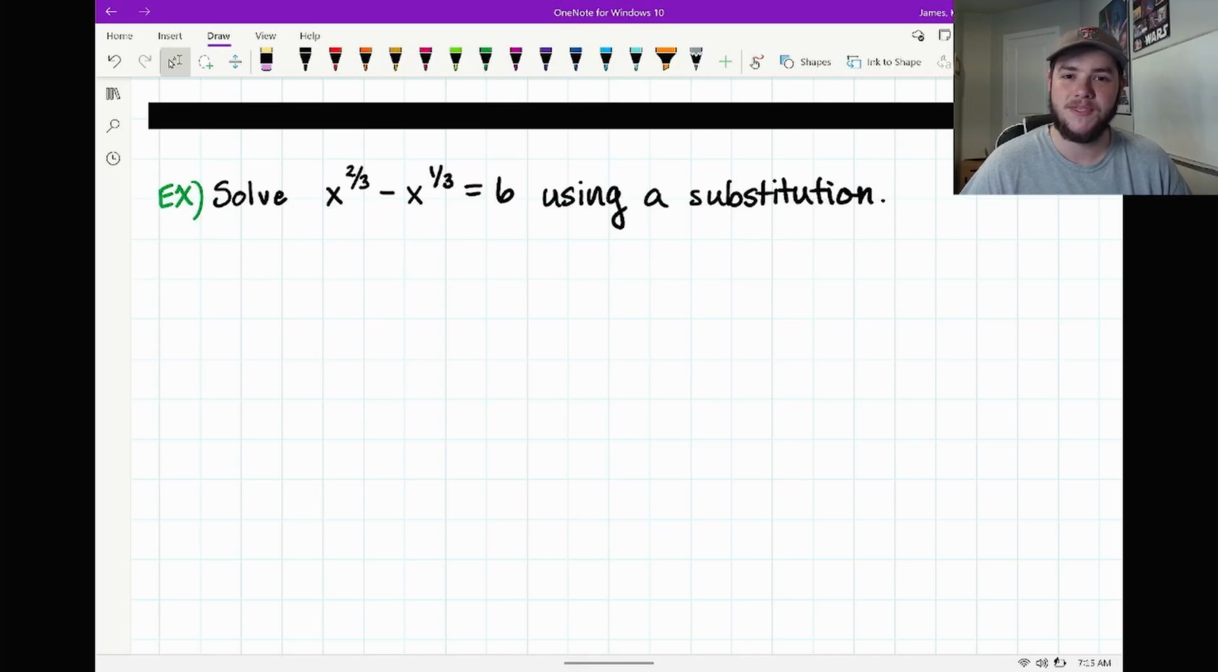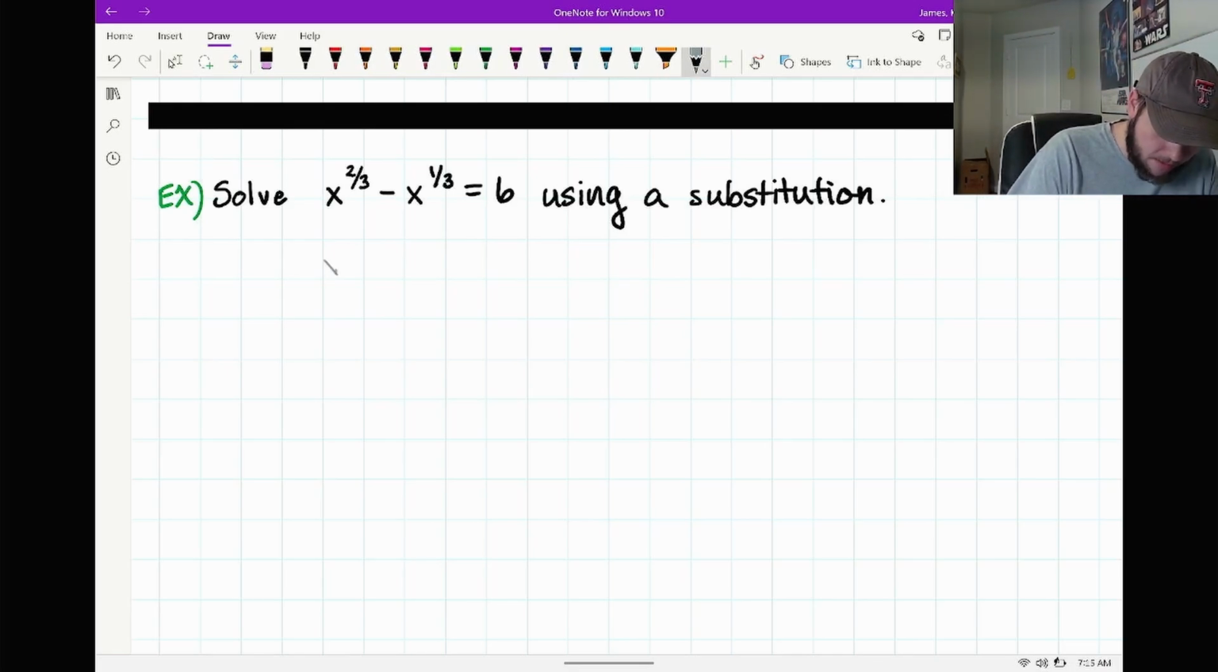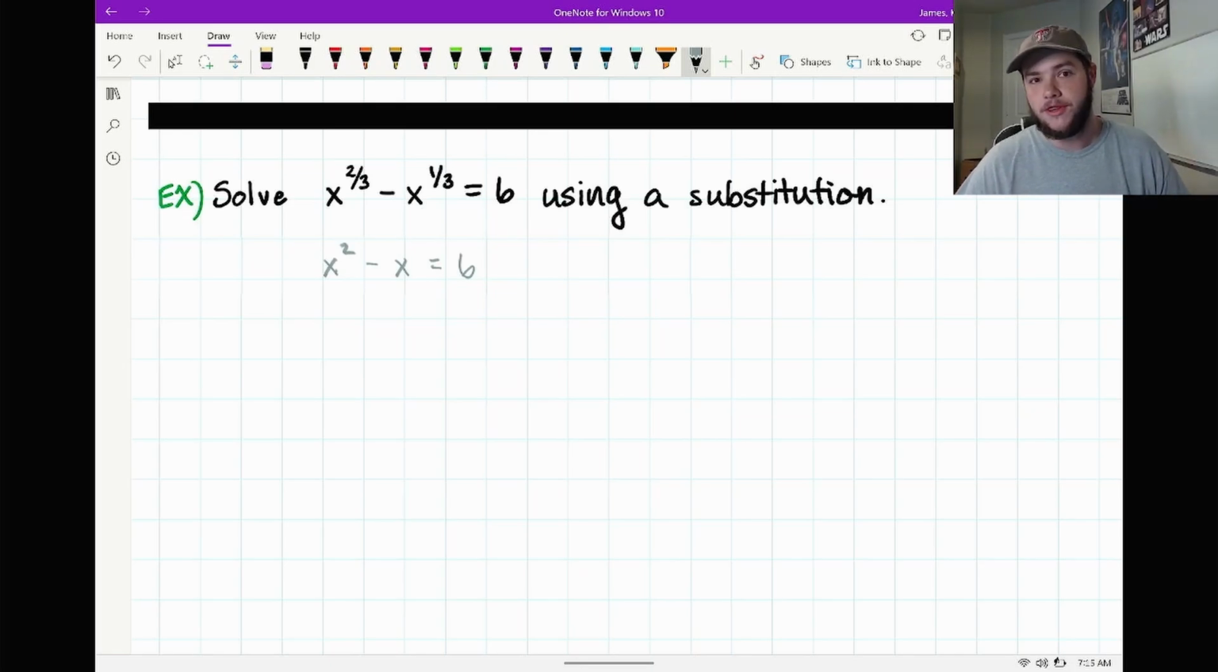What is a substitution? Well, a substitution is essentially just giving a new name to something that exists in the problem. In this problem, x to the 2/3 minus x to the 1/3 equals 6 is a really tricky problem to solve because of all of those thirds floating around in the exponents. Notice that if I had the simpler problem, x squared minus x to the 1 equals 6, in other words, if I just didn't have those thirds floating around, this would be a pretty simple problem to solve.